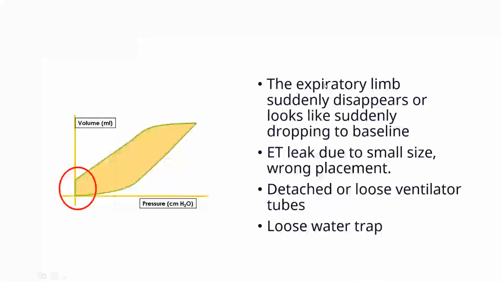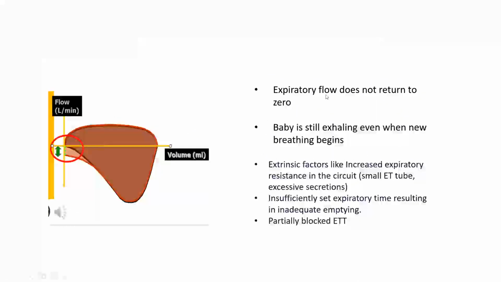So I have shown this. Sorry, this one. Expiratory flow does not return to zero. Baby is still exhaling when new breathing begins. And the commonest cause of air trapping is extrinsic factors like increased expiratory resistance in the circuit with small ET tube or excessive secretions, insufficiently set E time. When your E time is less, then there will be air trapping, and partially blocked ET tube.